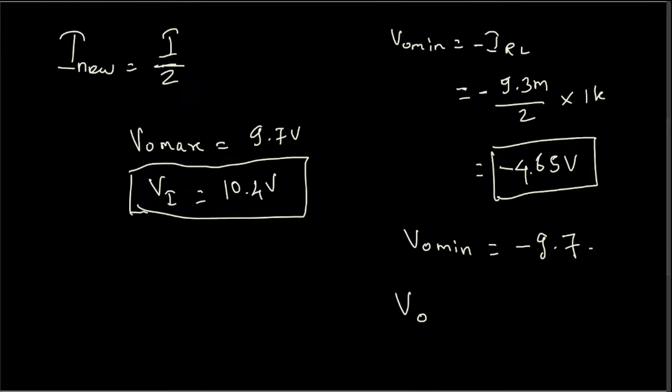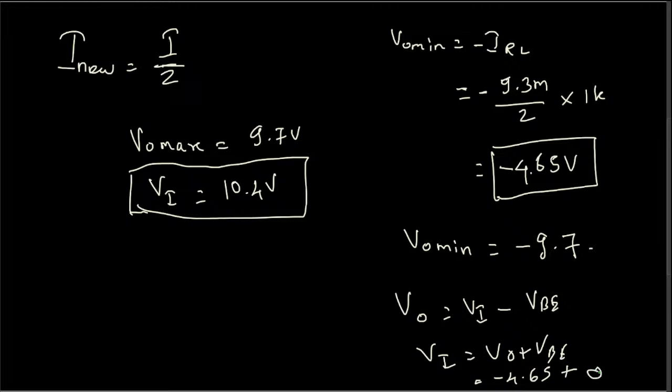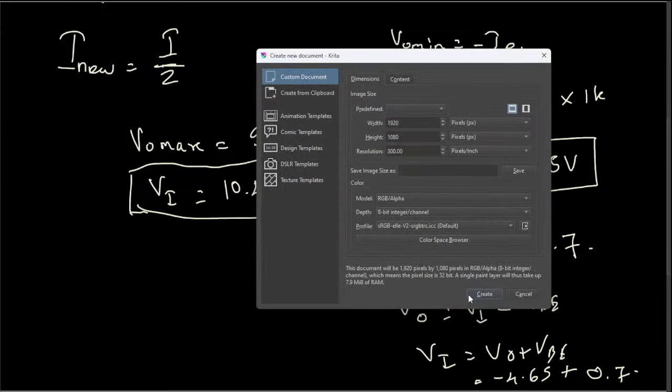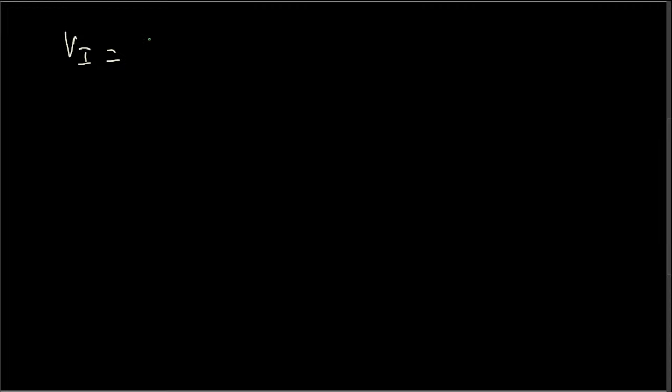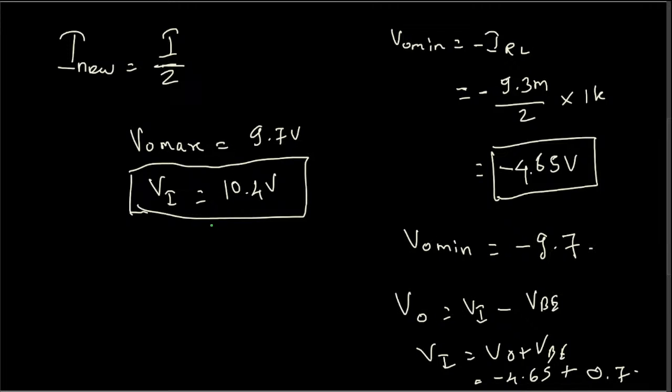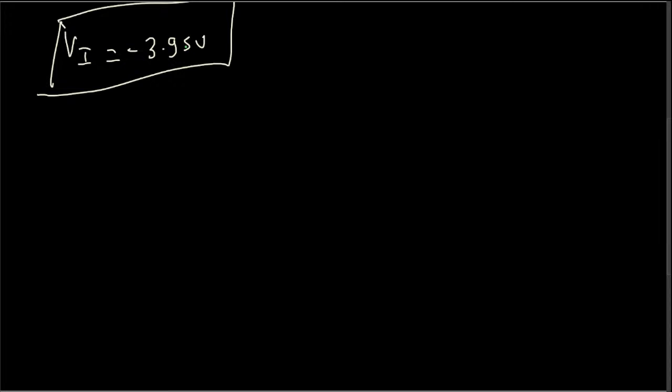To calculate the input voltage, we use this equation: V out is equal to Vi minus VBE. Therefore Vi is equal to VO plus VBE, and in this case the V output is negative 4.65 plus VBE is 0.7, and if you calculate that, you get the input voltage to be negative 3.95 volts. Okay, this is the input voltage when VO minimum. So we calculated the input voltage when the VO max, when the area is doubled, that is 10.4 volts, and Vi when the VO minimum, when the area is doubled, that is negative 3.95 volts.